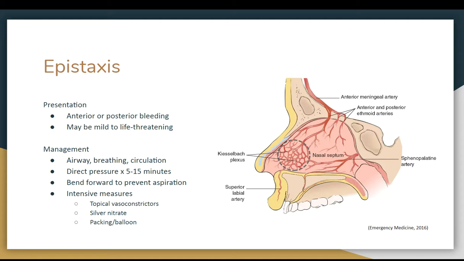You can refer to outpatient management to ENT to consider cautery, especially if they're having recurrent nosebleeds, and you need to be monitoring blood volume. Always when you're managing these patients, think about airway, breathing, circulation, make sure they're getting enough blood flow. Direct pressure should stop most of these within 5 to 15 minutes. Patients should be taught to lean forward so that they don't aspirate.